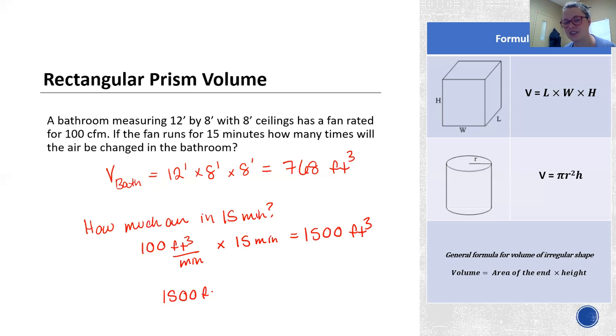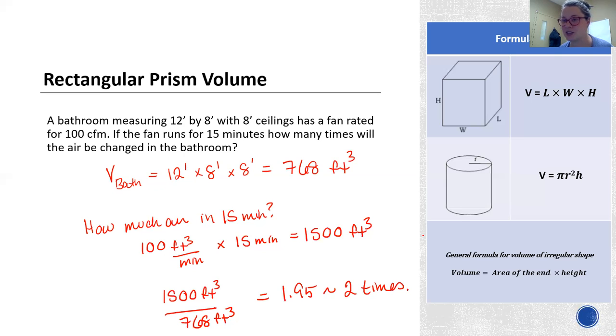1,500 divided by the size of the bathroom gives us 1.95, or approximately 2 times. So the air will be changed in there approximately twice. If you have a bathroom that's getting overly steamy with too much condensation, increasing the size of the fan will change the air out more often.